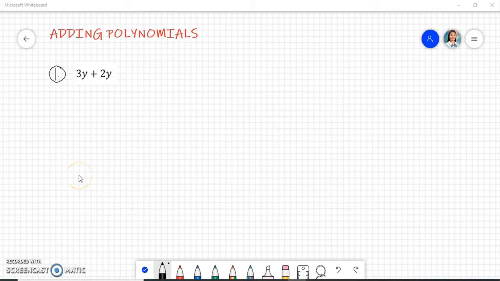Hello there, mathematicians! Today we're going to give examples on how to add polynomials. Okay, let's go to example number 1. 3y plus 2y. The very first thing that you're going to ask yourself is, are the two terms like? Yes, they are, because they have the same variable y. And since they are like terms, we can now add the two terms together.